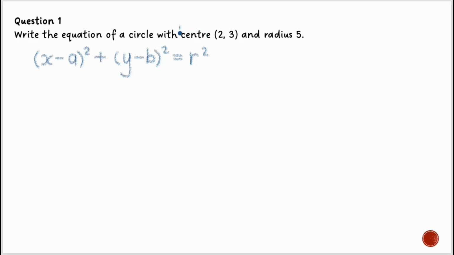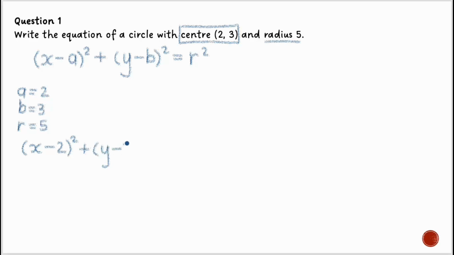Now the center has the coordinates 2, 3. So that means a is equal to 2 and b is equal to 3. Do you guys agree? And the radius is equal to 5. That information has been given as well. So now we substitute these values into the formula. So a is equal to 2, b is equal to 3, and r is equal to 5. So now we'll have (x − 2)² + (y − 3)² = 5².